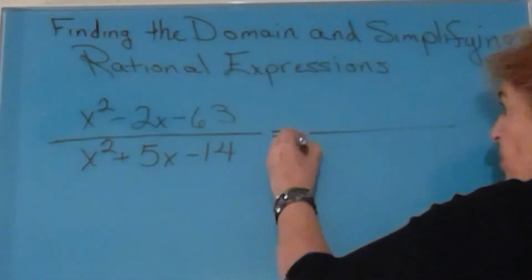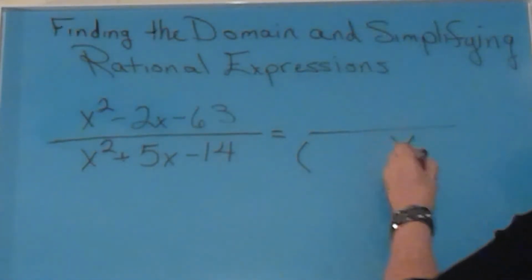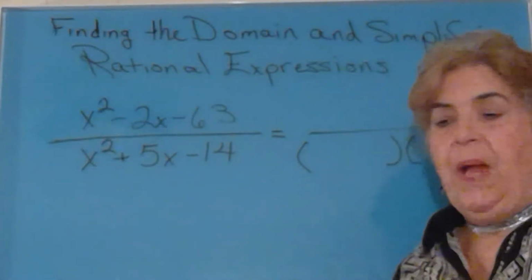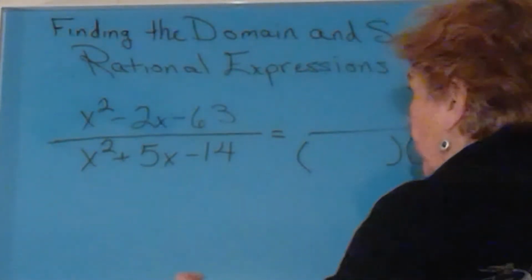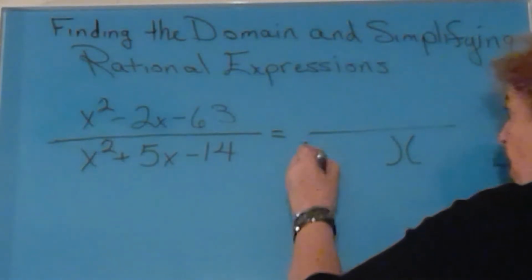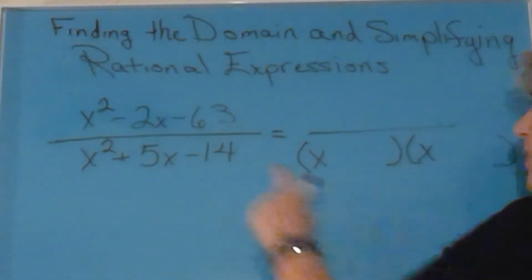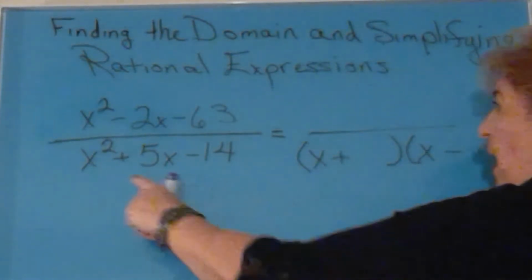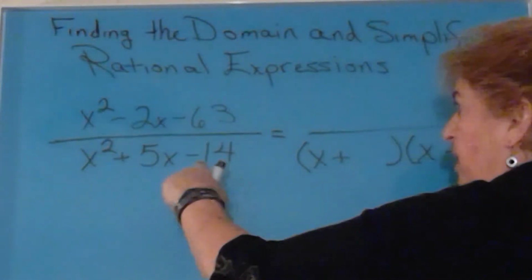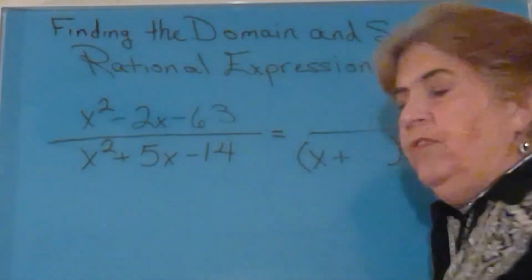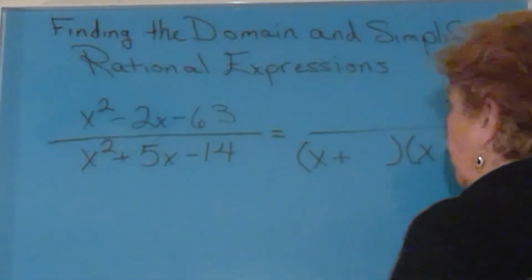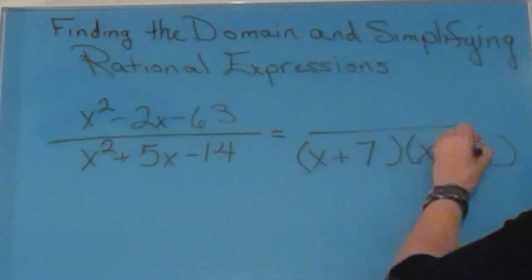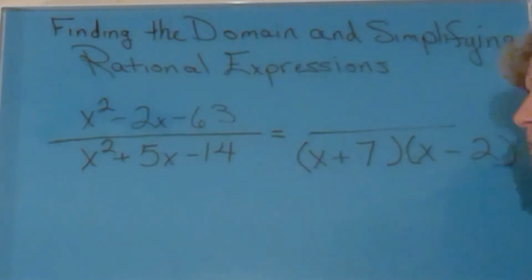If we factor that using the factoring methods in one of my other videos that you can look back on if you're having trouble with this, the signs are going to be different. I need a product of 14 that has a difference of 5. Well, that would be 7 and 2. And the 7 is going to be positive. So those are my factors.